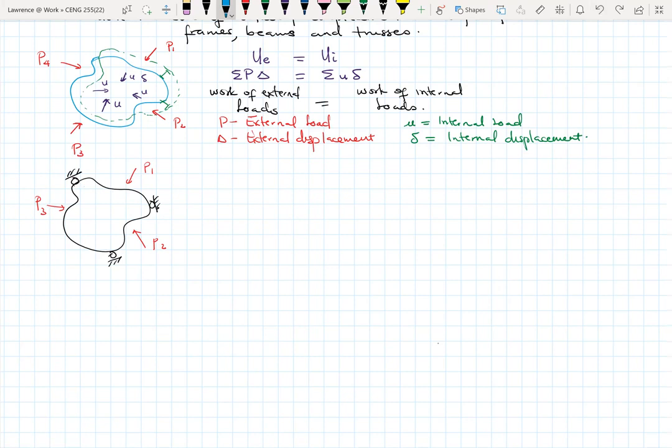So let me just draw. So it deforms, because around the supports it won't deform, because the supports do not move.